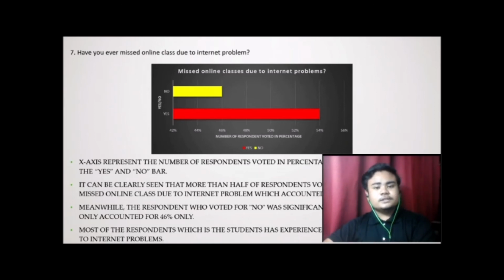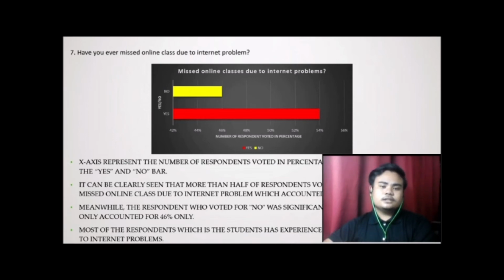Now I want to explain about the graph. Have you ever missed online class due to the internet problem? Yes, and I'm sure a handful of students must have had an internet problem for the class. The bar graph depicts the respondents' feedback on have you ever missed online class because of internet problem.